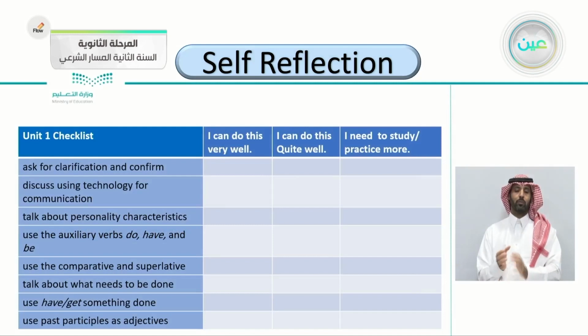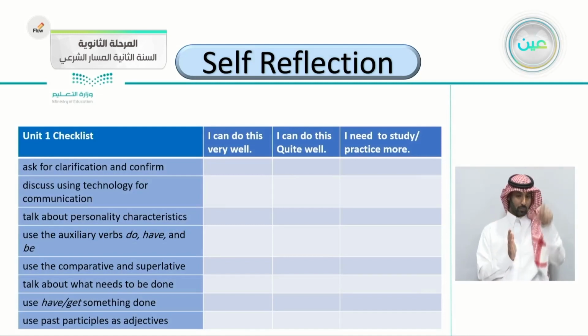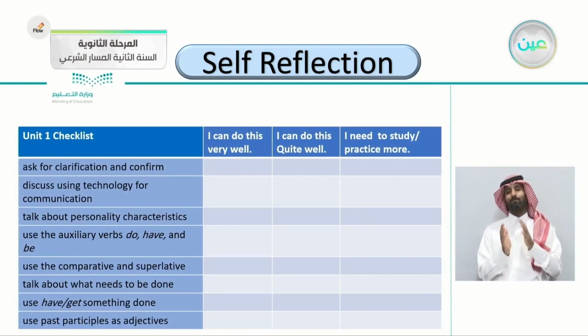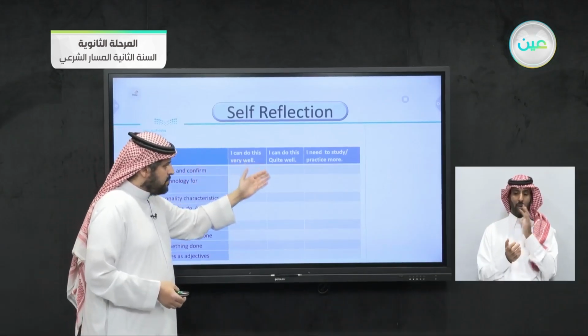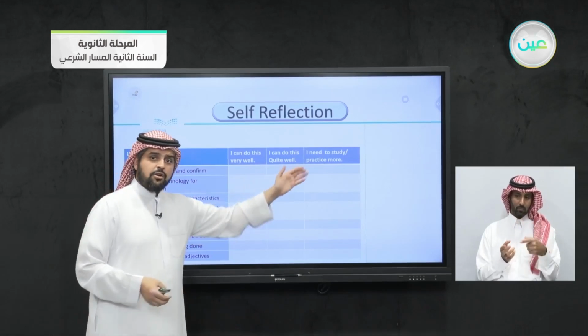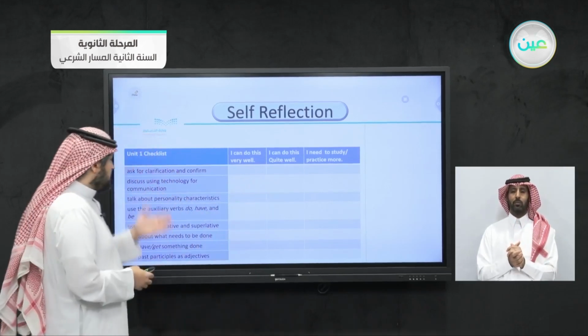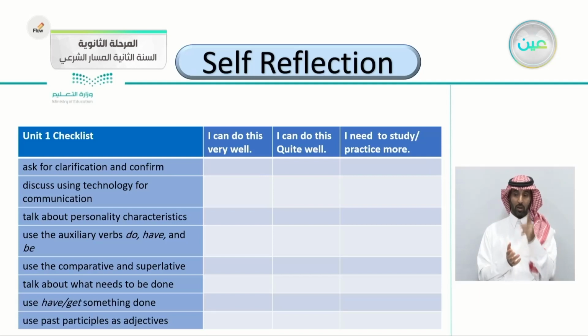And look at this checklist. Here we have the columns. I can do this very well. I can do this quite well. I need to study or practice more. So you can tell yourself whether it's an easy task or a little bit hard task or a very hard task. For example, here, ask for clarification and confirm. Do you do this very well, quite well, or do you need to study more?